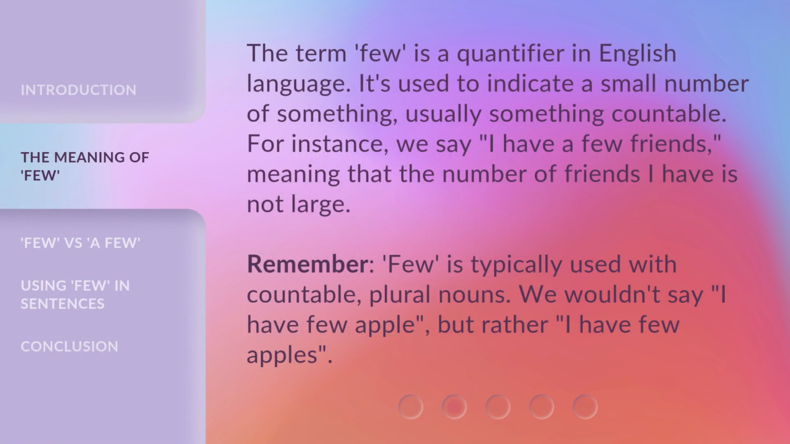The term few is a quantifier in the English language. It's used to indicate a small number of something, usually something countable. For instance, we say, I have a few friends, meaning that the number of friends I have is not large. Remember, few is typically used with countable, plural nouns. We wouldn't say, I have few apple, but rather, I have few apples.